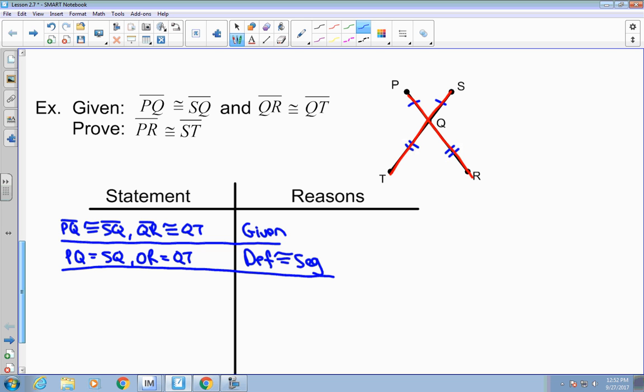Now, like I said, this one's a little bit different. Because the little pieces are equal to each other, I'm going to take the fact that PQ and SQ are equal to each other, and then I know that QR and QT are equal to each other. So could I add QR to one side and QT to the other? Because they're the same thing, right? Because they're equal. So I'm going to add QR to the left side, and I'm going to add QT to the right side. What's it called when you add the same thing to both sides? Addition.